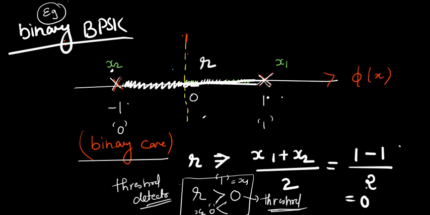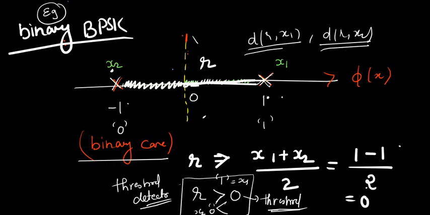Zero is called the threshold. Why are we calling it threshold? Because if your R is greater than this threshold, you decide in favor of 1, otherwise you decide in favor of 0. You can also evaluate the distance of R with x1 and the distance of R with x2, but it will unnecessarily consume your computational power. It is the same: if R is greater than 0, it is closer to this. If R is less than 0, it is closer to this, because it's a one-dimensional thing, right? Okay.